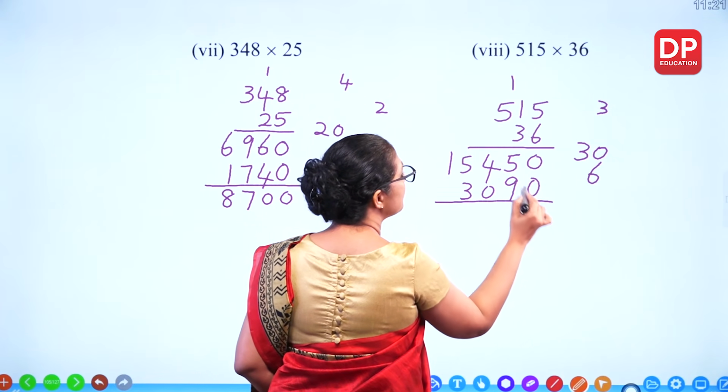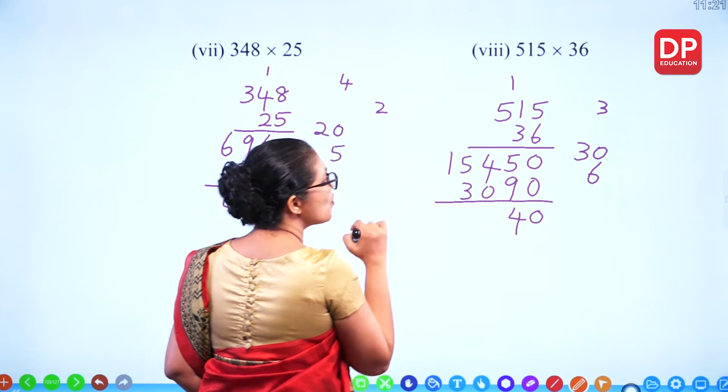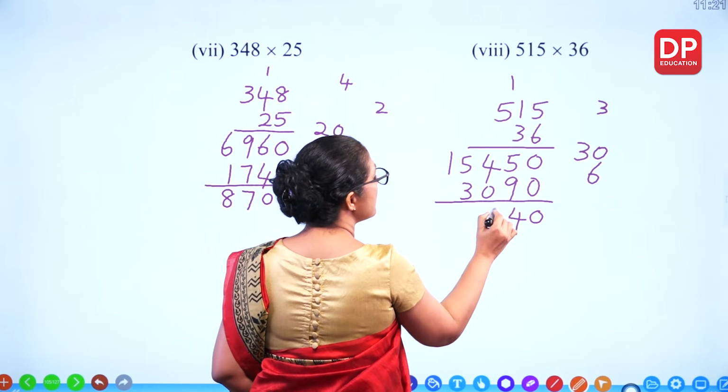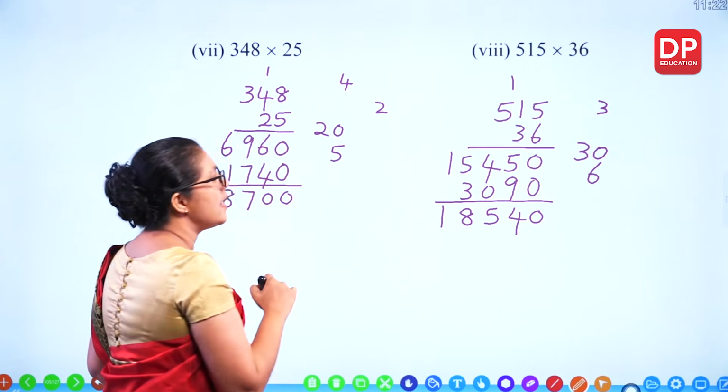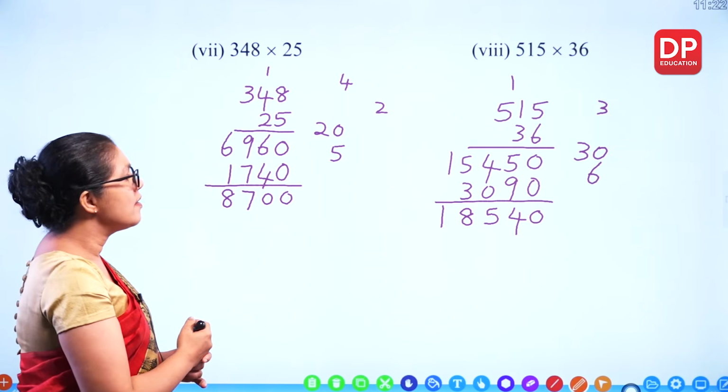When you add it, 14 here, take 1, that becomes 5. And here 8 and 1, 18,540.